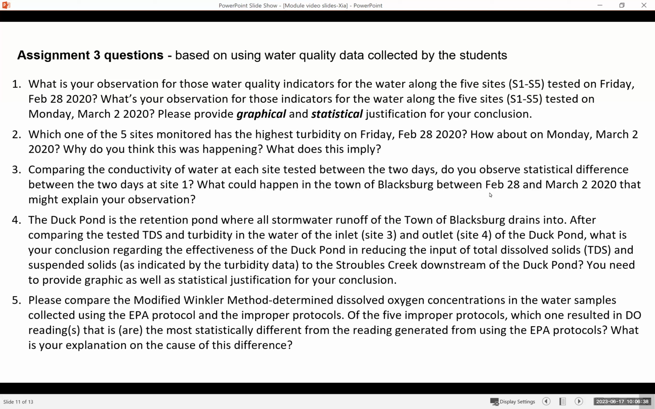So what happened was that there was a snowstorm after the first water collection. The snowstorm and the application of road salt actually affect the conductivity and turbidity in the water, even up to a few days later. So they actually can link the change of the data with what's happening in the environment.